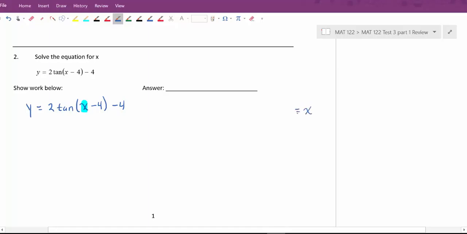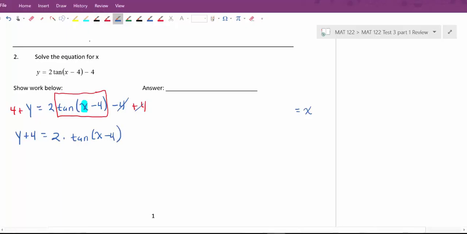Well, the first thing that you want to do is have this tangent isolated. So you just want that right there by itself on a side. So what you're going to do to start with is add 4 to both sides as your first step. So let's write down what we have. We're going to write y plus 4 is equal to 2 times the tangent of x minus 4. Okay, so we've got that.